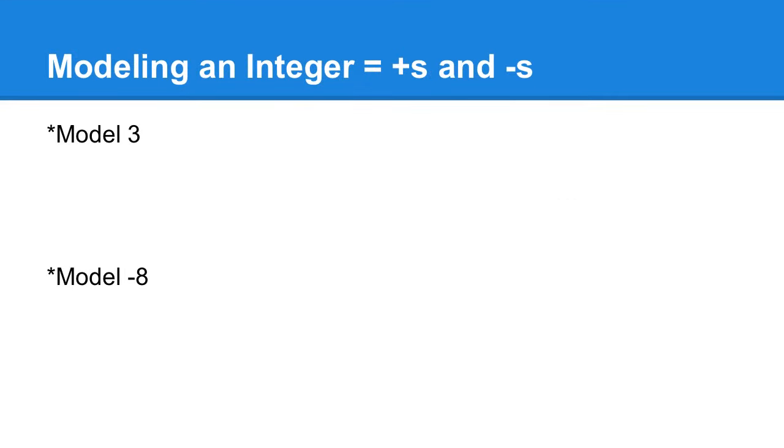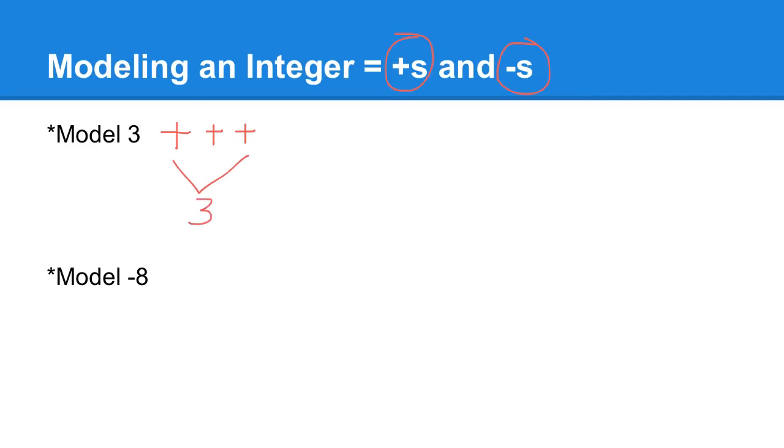There are going to be times when I ask you to model an integer. There are two ways of doing that, and we're going to start with this first one. We're going to use pluses and minuses. If I wanted to model a +3, I could do it this simply. 1 positive, 2 positives, 3 positives, that gives me 3.